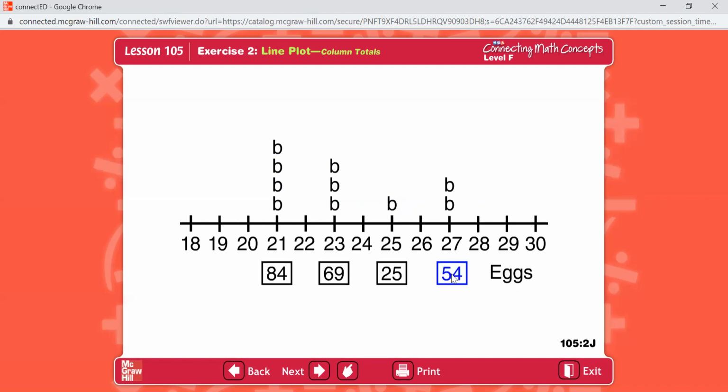Open your workbook to lesson 105 and find part 1. You're going to add up the total for each column that has B's in it for A and B. Pause the video now to work the problems. You're only adding up the numbers.